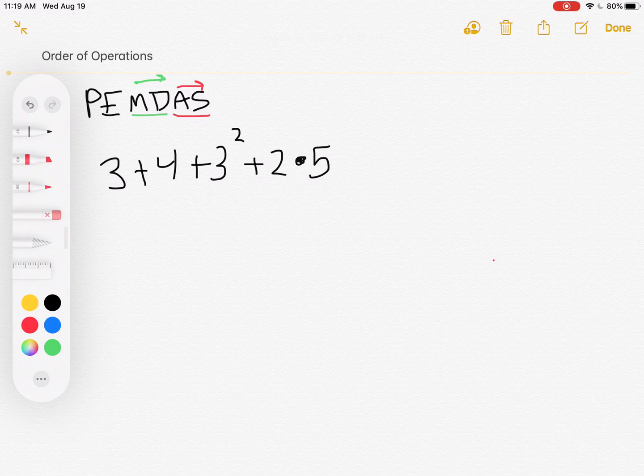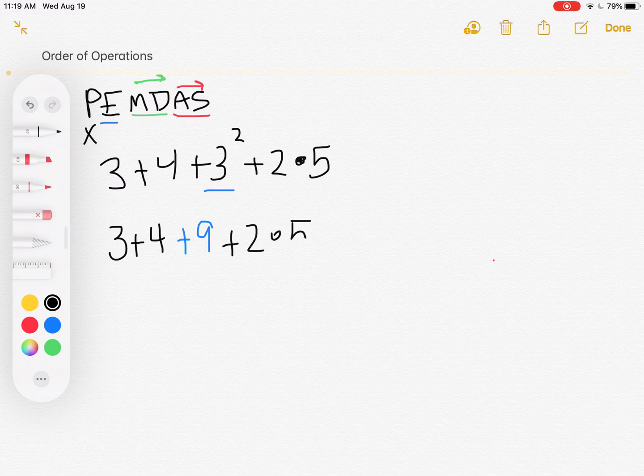Let's take a look at this first example here. I don't have any parentheses, so I am not going to do that step. So no parentheses to worry about. I do have an exponent right here. That'll be where I start. Everything else other than that exponent will stay the same. So when I evaluate that exponent, 3 squared is 9, so that becomes a 9 there. Everything else stays the same.